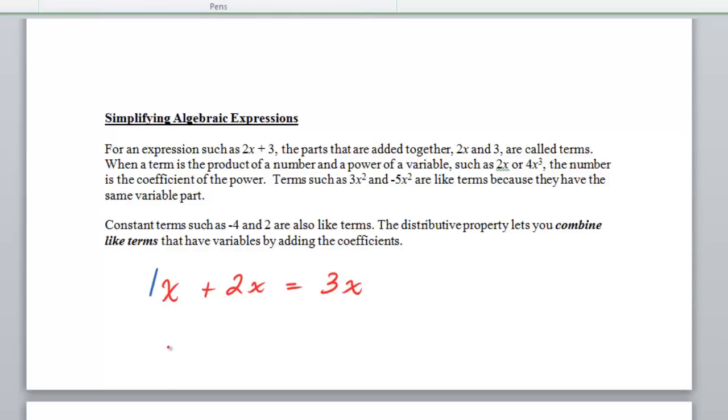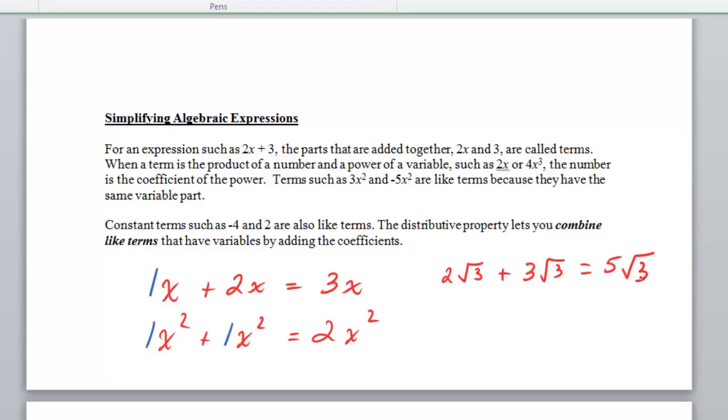And of course, in order for it to be a like term, the exponent needs to be the same. So if we had x squared plus x squared, we would get 2x squared. And again, that's because we were adding the understood 1's in front of each of these. This can also work with square roots. So if I had 2 times the square root of 3 plus 3 times the square root of 3, the square roots of 3 simply act as a combined term, so a like term, so we could simply add the 2 and the 3 to get 5, and then the square root of 3 acts just like the variable does.